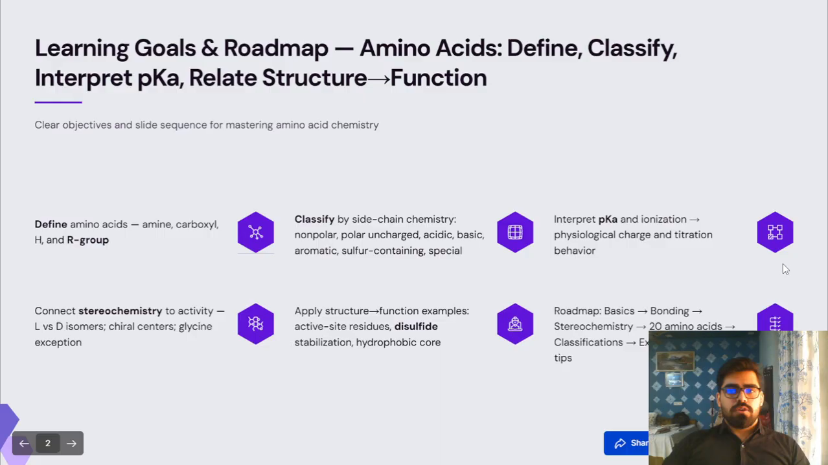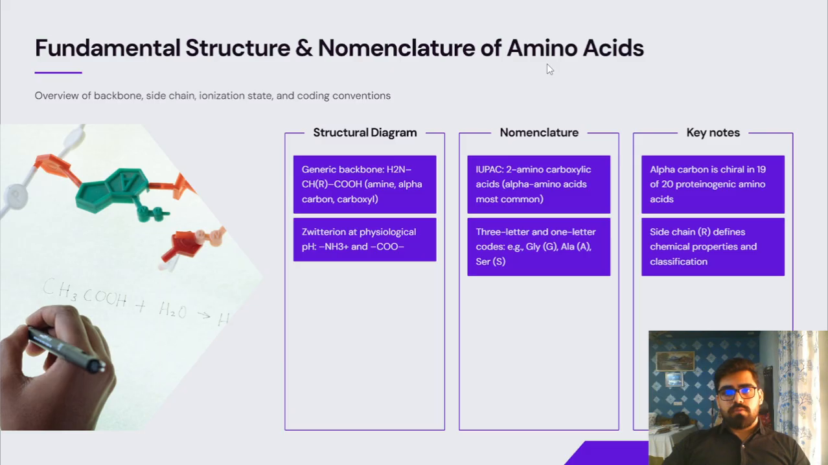What are amino acids? Their fundamental structure and nomenclature. As we can see from the name amino acids, amino means amines and acid is basically acid. So amino here stands for the NH2 group, and acid can be referred to as the carboxyl group. So when we merge them together with the help of a side chain, we get amino acids. As we can see in the structural diagram, NH2CHR. R here refers to the side chain and COOH is the carboxyl group. When we merge them together, we get an amino acid, a zwitterion at physiological pH.